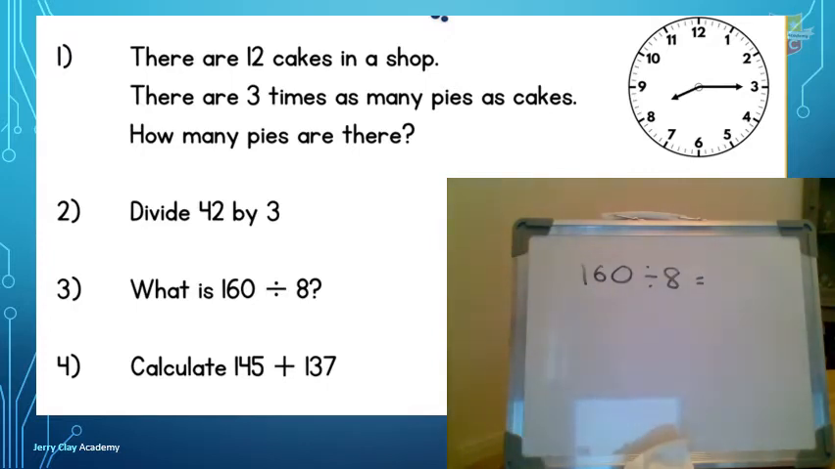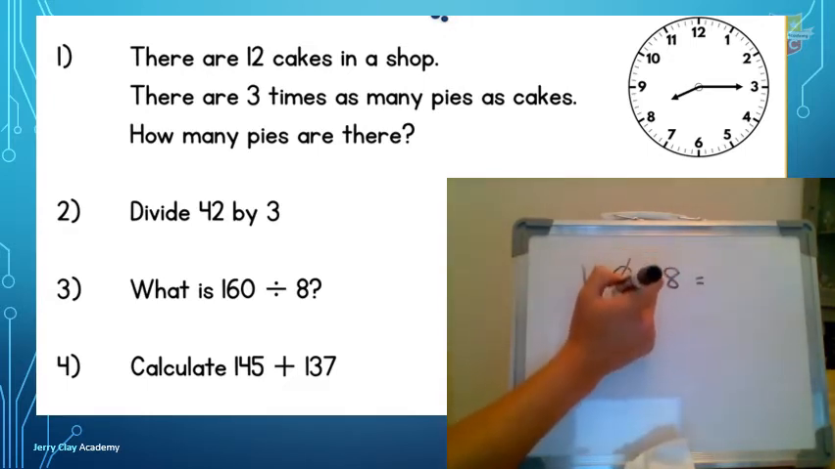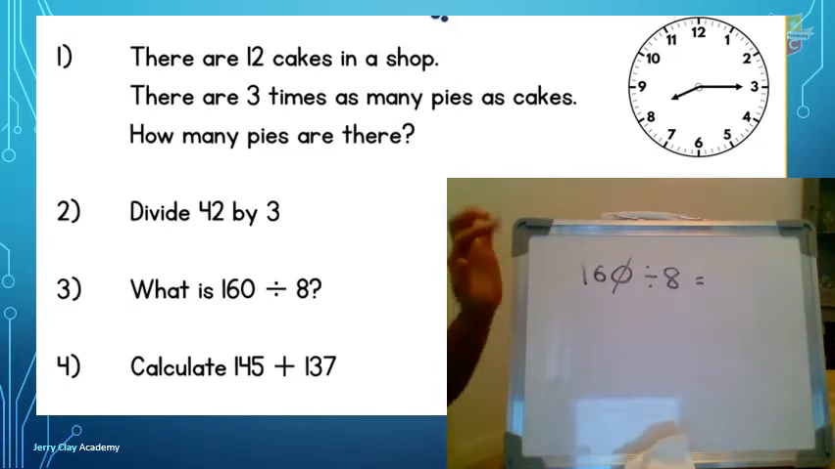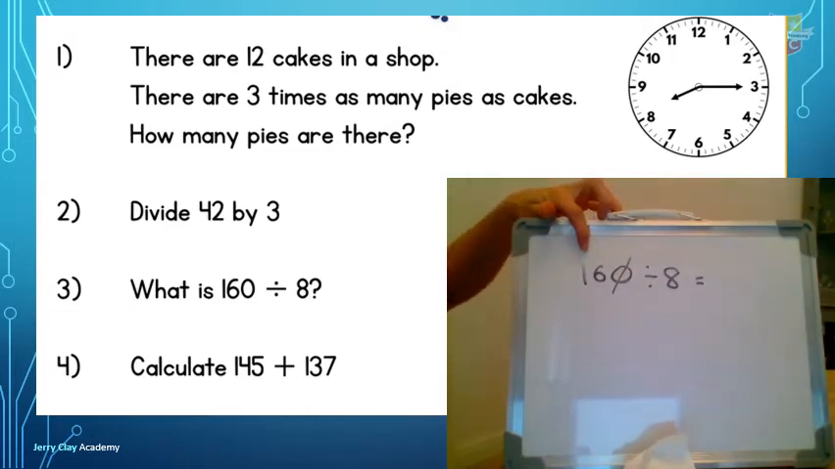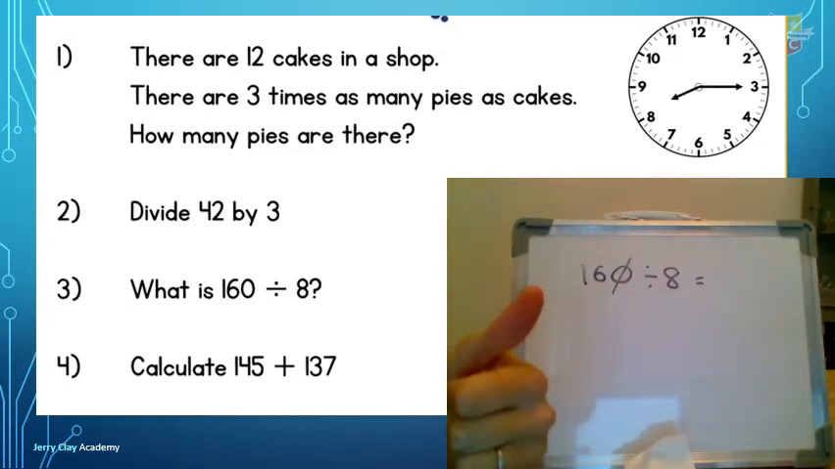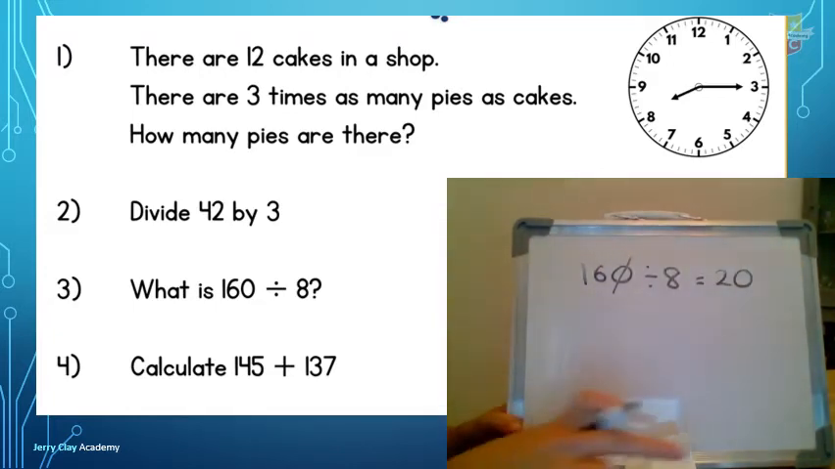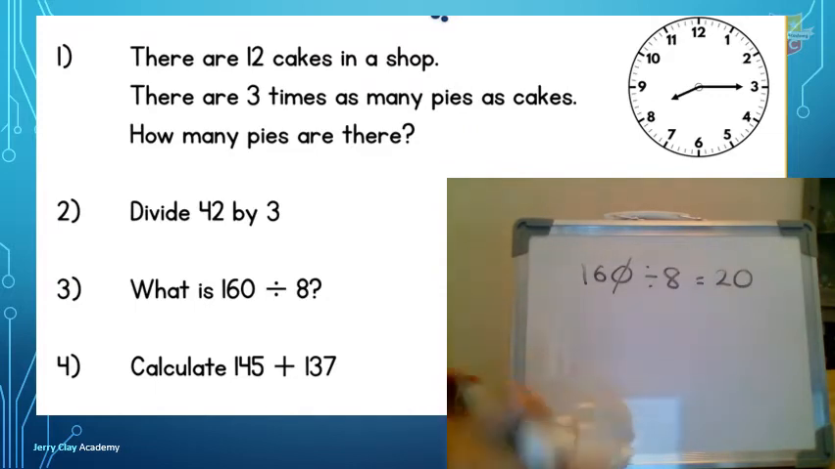Okay, 160 divided by 8. Now, it might throw you off because it's a big number. However, if I just remove my 0 for the time being, I've got 16 divided by 8, and I know 16 is in my 8 times table. If I know how many 8s go into 16, 8, 16, that's 2, and I put my 0 back on, so it is 20.